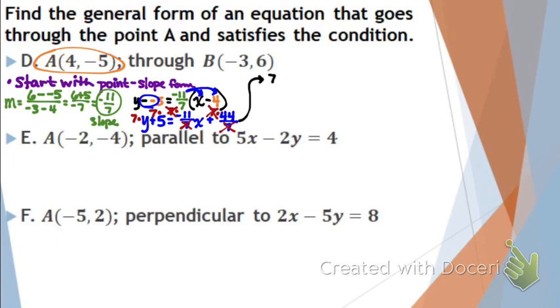So I'm going to have 7y plus 35 equals negative 5x plus 44. Sorry, negative 11. I misread my number.